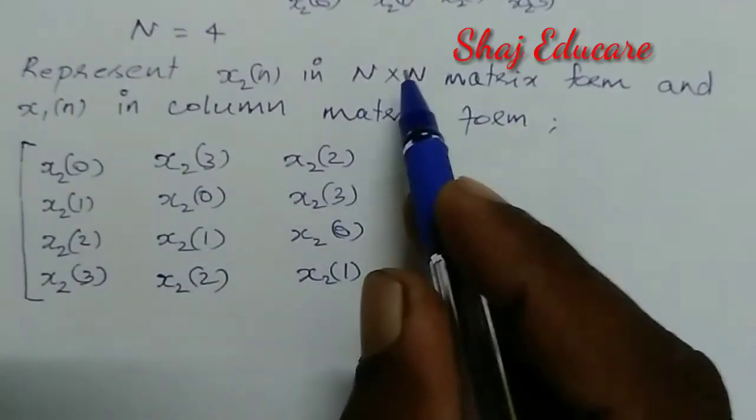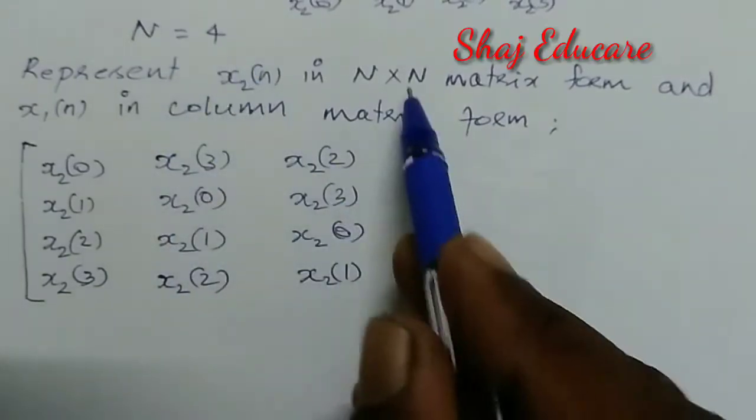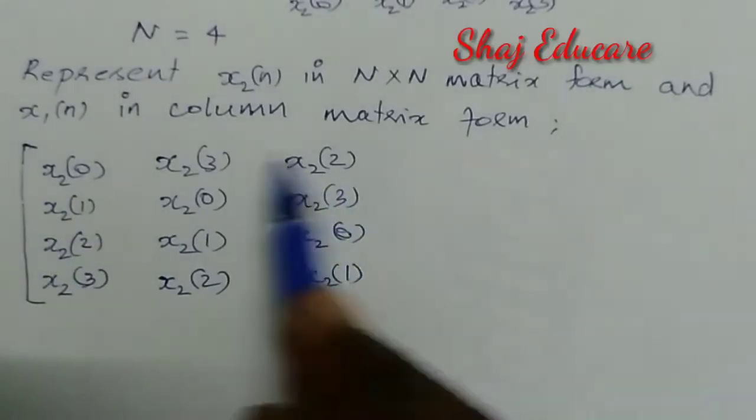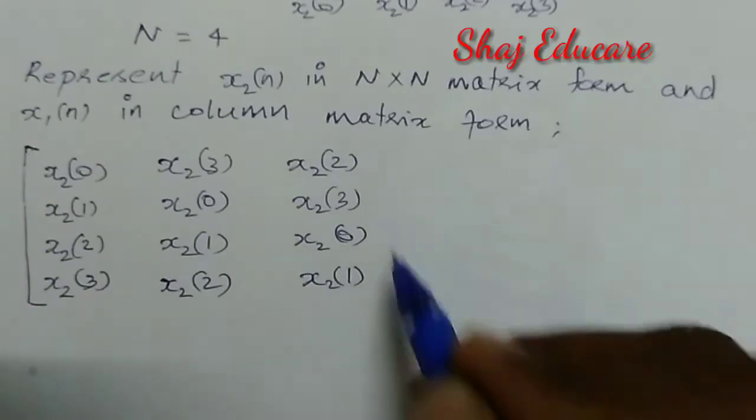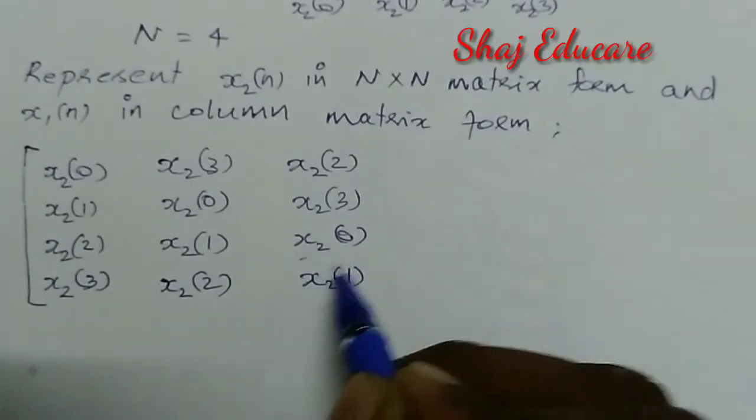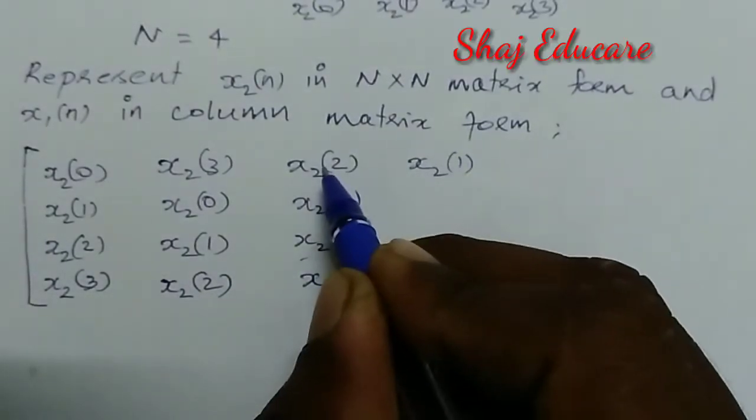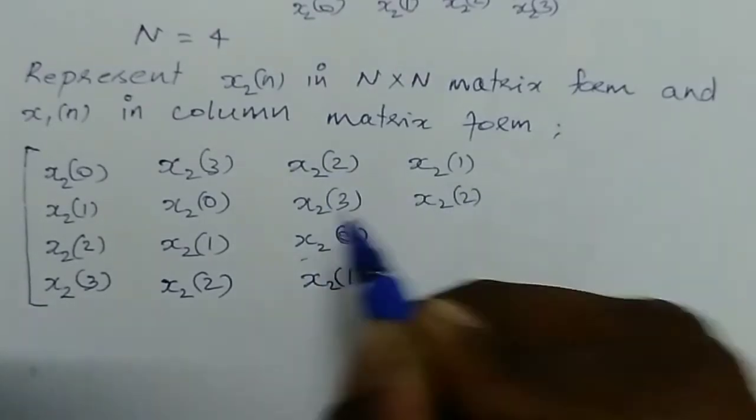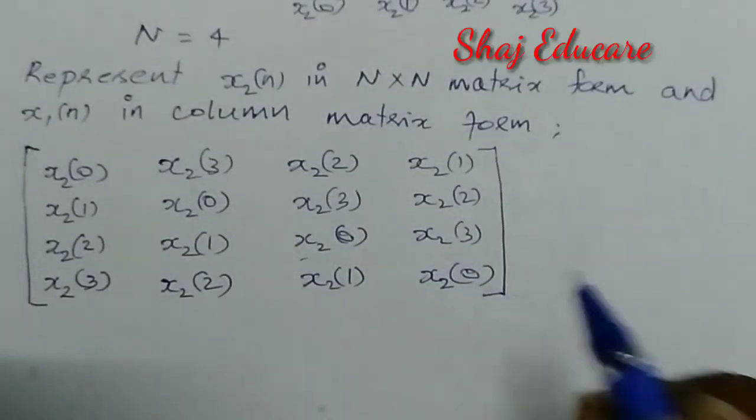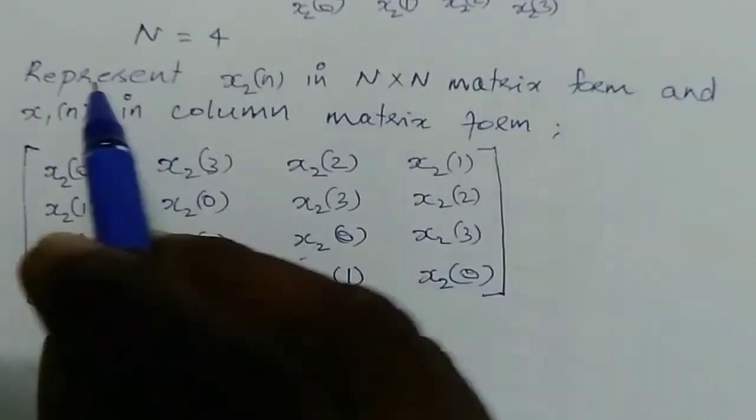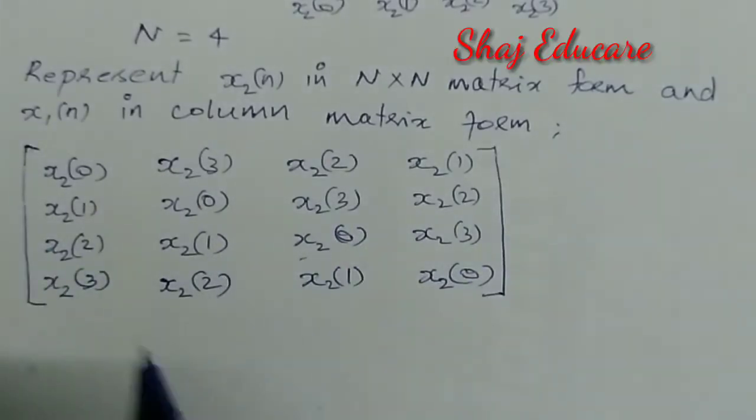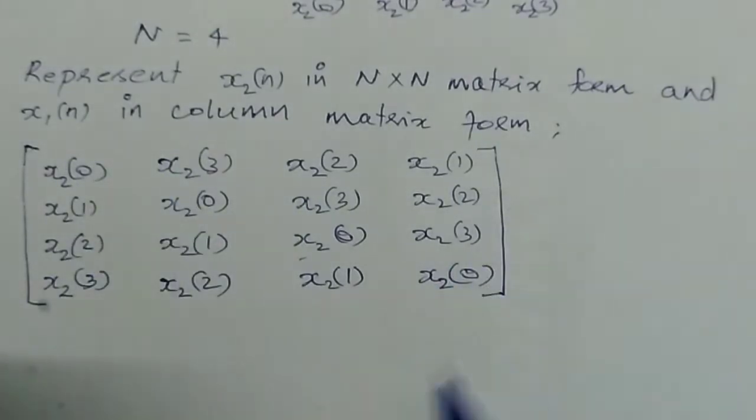Next, in order to obtain a 4 by 4 matrix, we have to construct one more column. Now we have 4 rows, but so far we have only 3 columns. The next column can be constructed in the same manner. That is, x2 of 1, the last element, should come first, then the next element x2 of 2, then x2 of 3, and finally x2 of 0. The first step, representing x2 of n in 4 by 4 matrix form, is now over. This is a 4 by 4 matrix, with 4 rows and 4 columns.